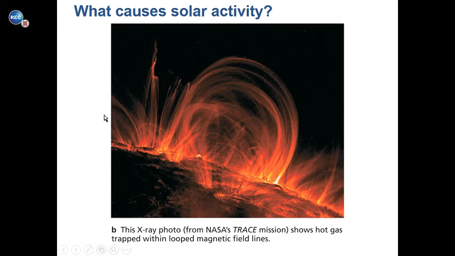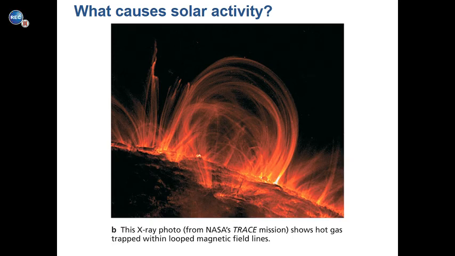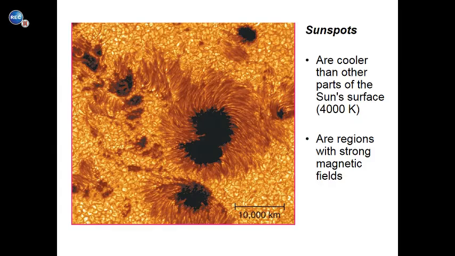Right. So all this other stuff on the surface that we see, solar activity, it's kind of like weather. It's stuff happening in the sun's atmosphere. We get sunspots, we get solar flares, solar prominences. All of these things are effectively magnetic fields causing particles to move through the atmosphere and do interesting stuff.